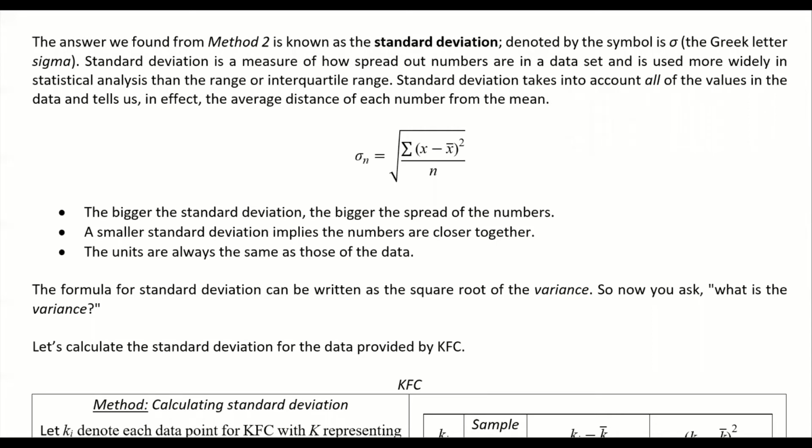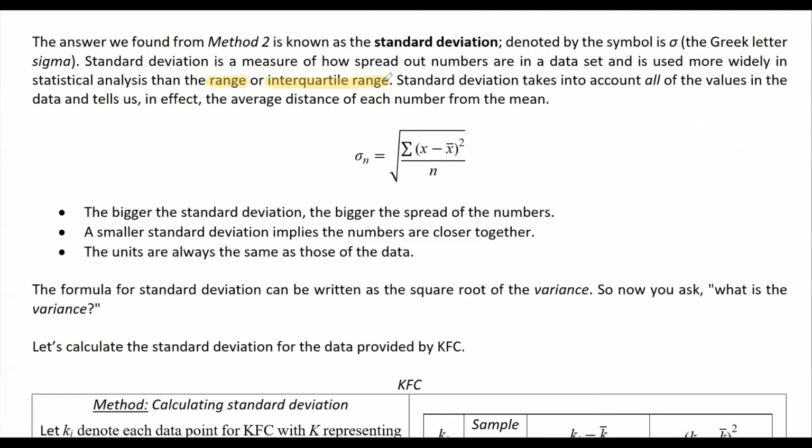So this was the standard deviation that we just worked out. Now, we looked at the range earlier. We didn't look at the interquartile range for KFC and McDonald's. If you'd done that, perhaps you would have found a difference between the two companies. But standard deviation is more widely used. It's used across all kinds of statistical analysis across a huge range of subjects, so not just maths.